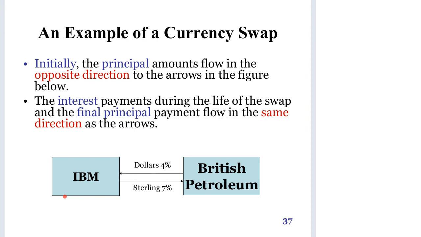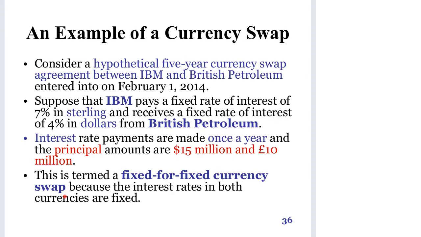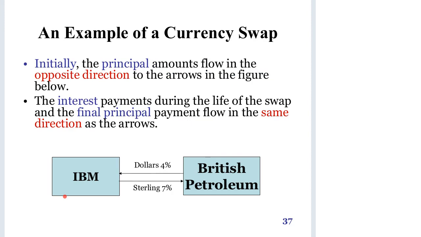Finally, at the end of it, British Petroleum will refund the principal on the dollar side, and IBM will refund the principal on the sterling side. And that is where the exchange rates become important, because $15 million is equal to 10 million sterling, which means I'm assuming one sterling is equal to $1.5. Now, at a later point, it may be different, and therefore the equivalent amount could become different in different conditions, right?